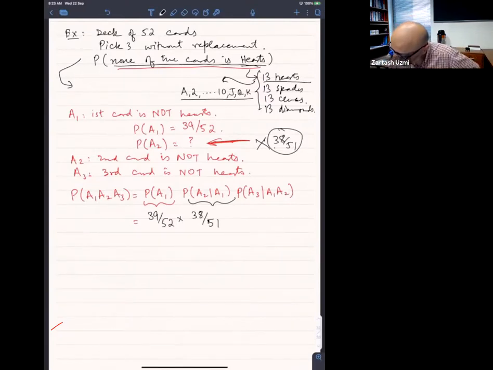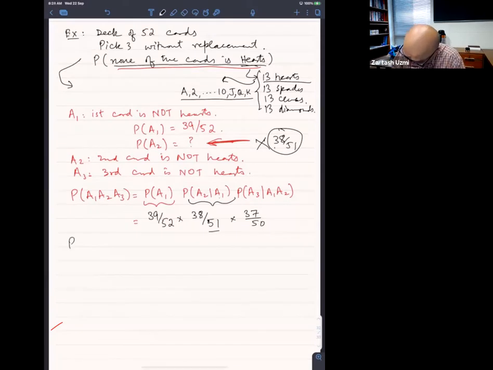Why? Given A1 means that you have drawn one card and it was not a heart. This means you still have 13 hearts out of these 51, which means the probability that you will not get a heart as the second card, given that the first was not a heart, is 38/51. And then this would be 37/50 by the same token. So you can see, it is very, very easy to compute this.